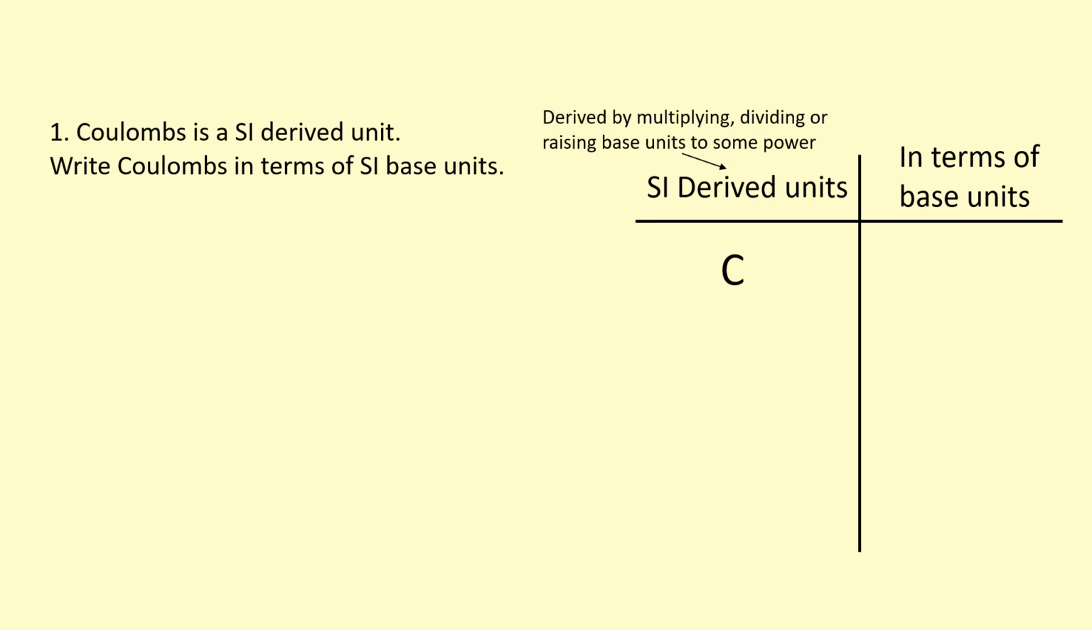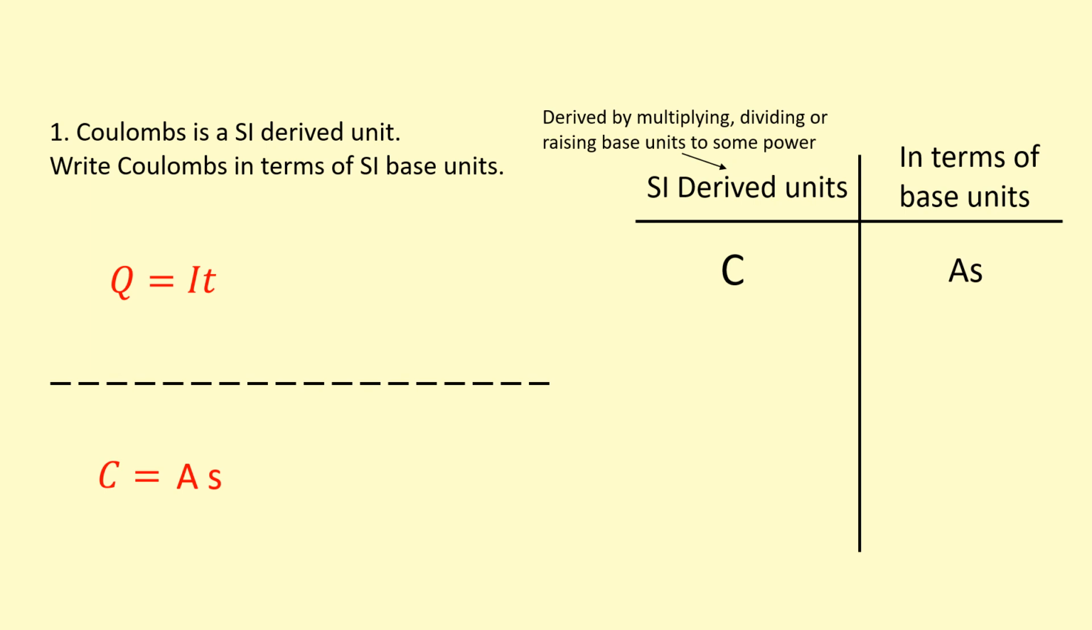Coulombs is the SI derived unit for charge, and the simplest equation I can use is charge equals current times time. I'm going to draw a dotted line, and below that I'm going to write in terms of units so that I don't get mixed up between quantities and units. So coulombs is going to equal the unit for current, which is amps, and the unit for time, which is seconds, amps seconds, and that is already in terms of base units. Amps and seconds are both SI base units, so I don't need to go any further.